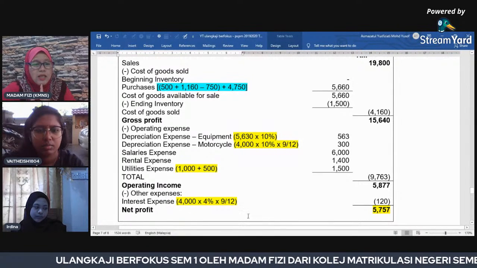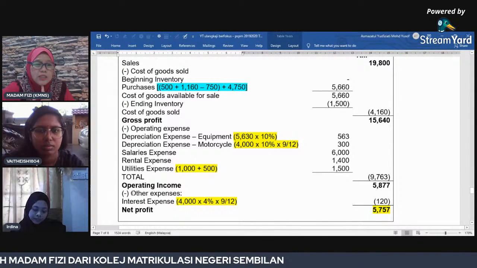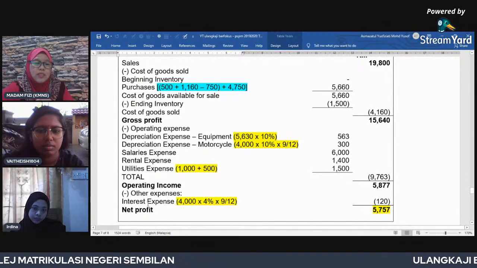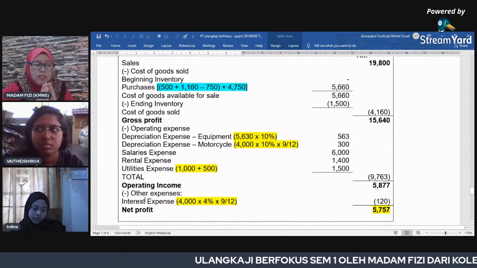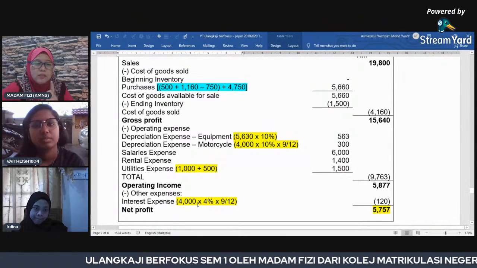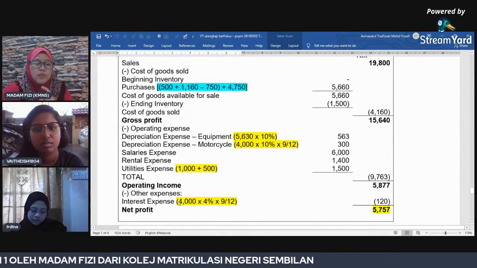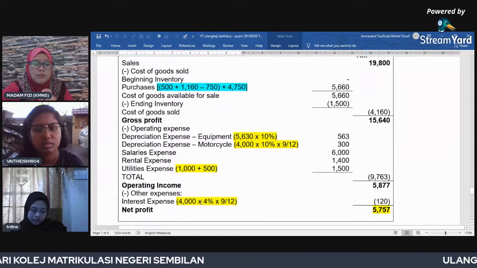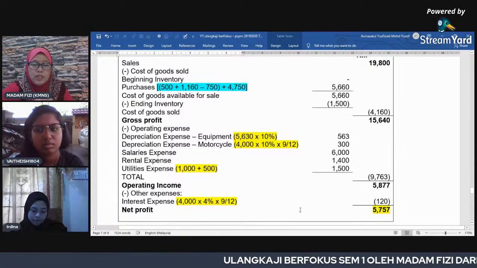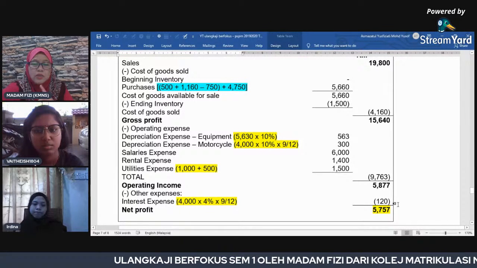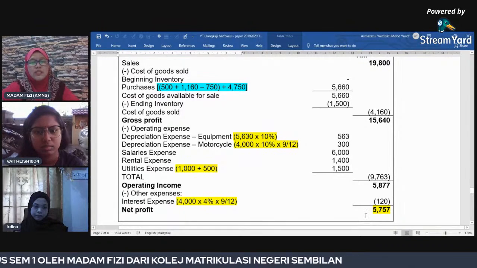5,877. Ada expenses. Expenses tadi kan yang kita beli apa tadi? Loan. Kita beli motorcycle menggunakan loan. So, don't forget interest expenses also for the adjusting entries. 4,000 multiplied by 4% multiplied by 9/12 sebab tak cukup setahun lagi. So, equals to 120. So, you gain net profit 5,757.